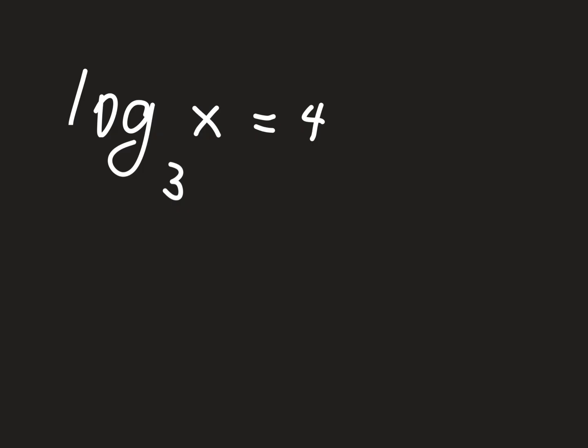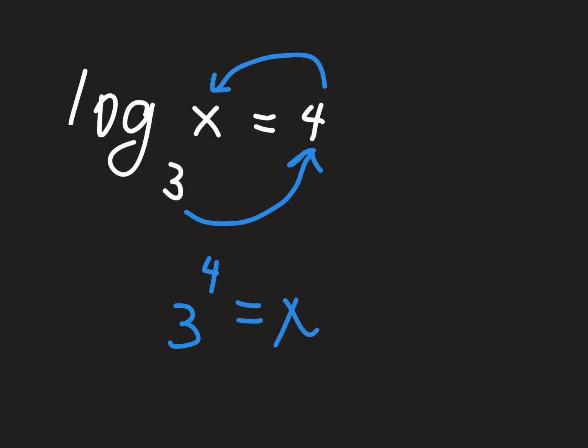I'm going to call this process, I called it the circle of logs, and I'm also going to say you're rewriting it. Watch what happens when I go 3 to the 4th equals x. What's different about that? The x is alone. I've solved it. That's what it means to solve it, is the x is alone, as long as I know what 3 to the 4th is. What's 3 to the 4th?